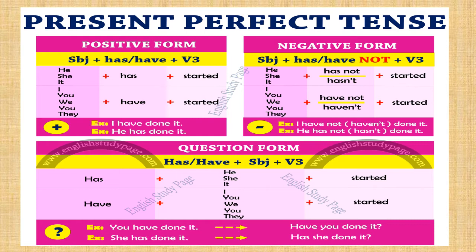Have you done it? Have you done your homework? Okay. Has she done it? Has she done her homework? Of course, any yes-no question should be answered with yes or no.